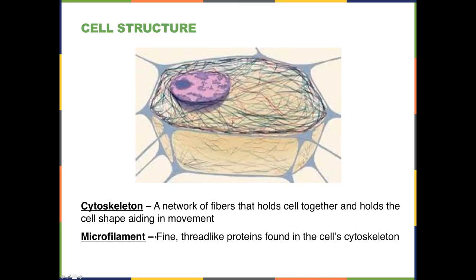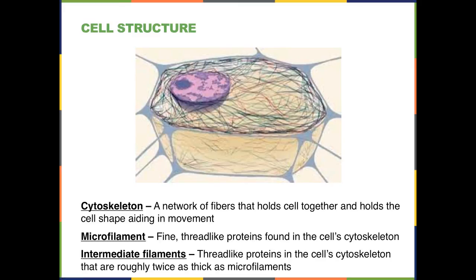Now, the microfilaments are these fine thread-like proteins that are found within the cytoskeleton that are the primary components that make up the cytoskeleton. Now, also part of the cytoskeleton are filaments called intermediate filaments. The intermediate filaments attach microfilaments to each other. They're approximately twice as thick as the microfilaments, and so you have a network of thick and thin filaments throughout the cell that do the functions that I've mentioned previously.